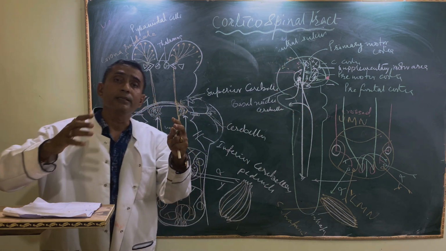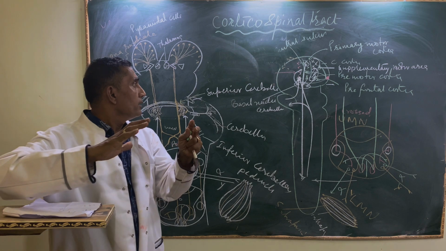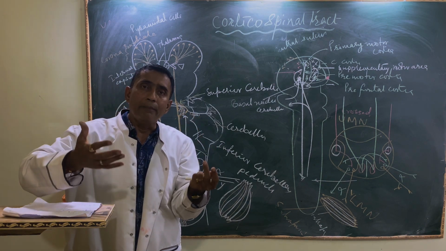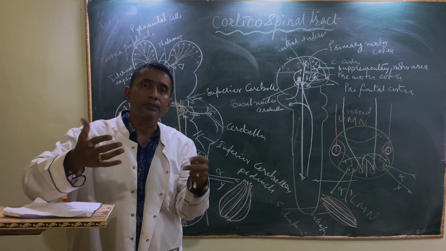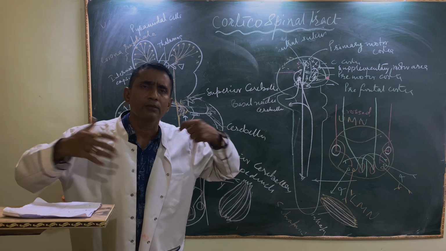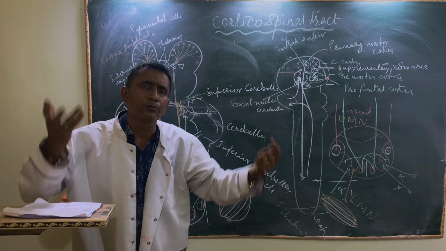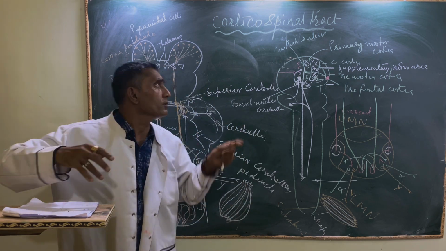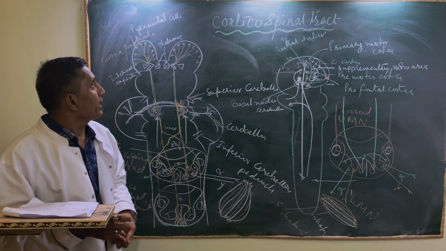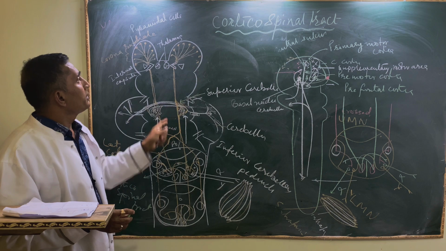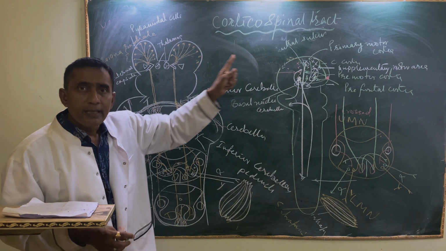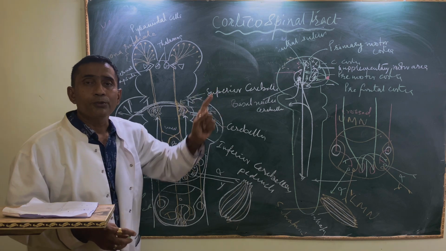This corticospinal tract is ultimately responsible for our balance, muscle contraction, head and neck movement, and everything. We have skeletal muscle, cardiac muscle, and smooth muscle. All muscles are controlled by the corticospinal tract. If I repeat, the corticospinal tract is divided into two: one is the lateral corticospinal tract and the other is the anterior corticospinal tract.